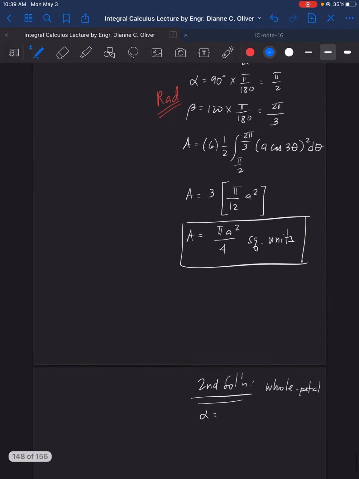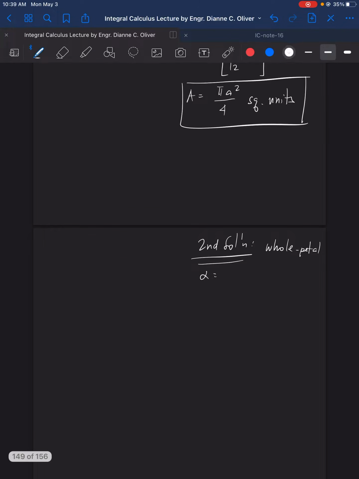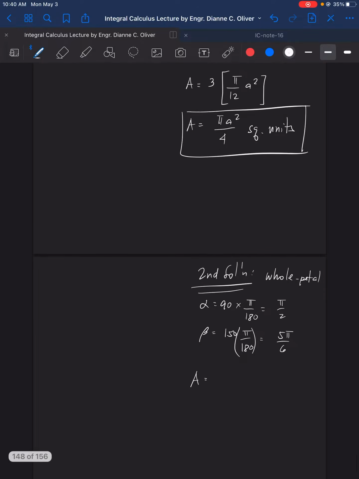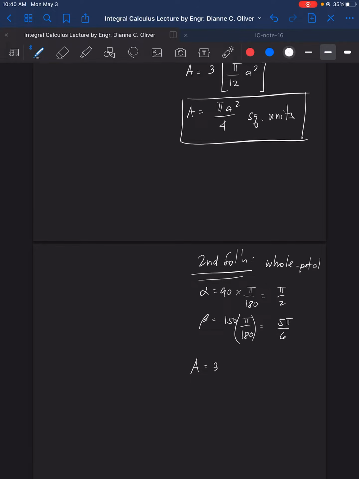So my alpha is 90. That is pi over 2. And then my beta is 150, because that's where it zeros. The radius becomes 0, or that is where it closes the boundary. So this is 5 pi over 6. How many whole petals do we have? We have 3 whole petals.